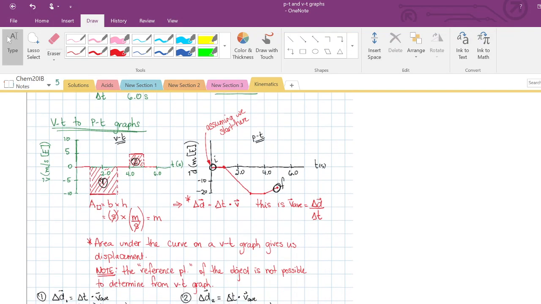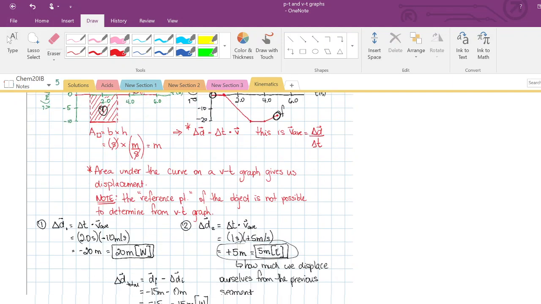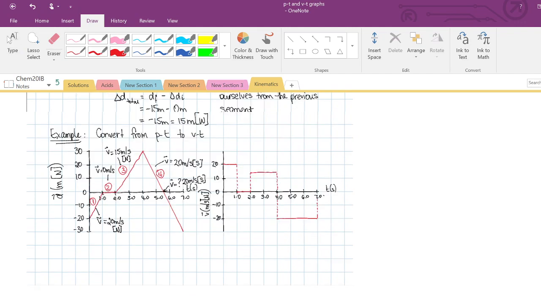Another thing you could be asked is, instead of going from the position time graph to the velocity time graph, you could go the reverse way. Things to keep track of: in a position time graph, your slope is going to give you the velocity of the object. In a velocity time graph, the slope does give us something very important. Actually, I can't remember if I have it down here for you. I don't think I do.